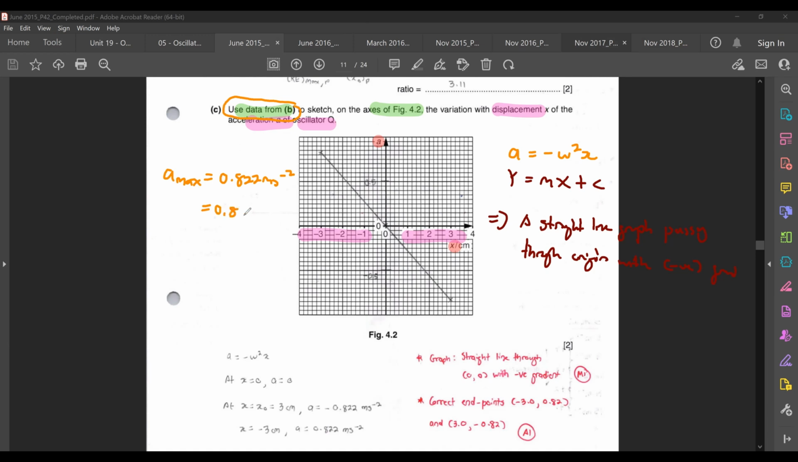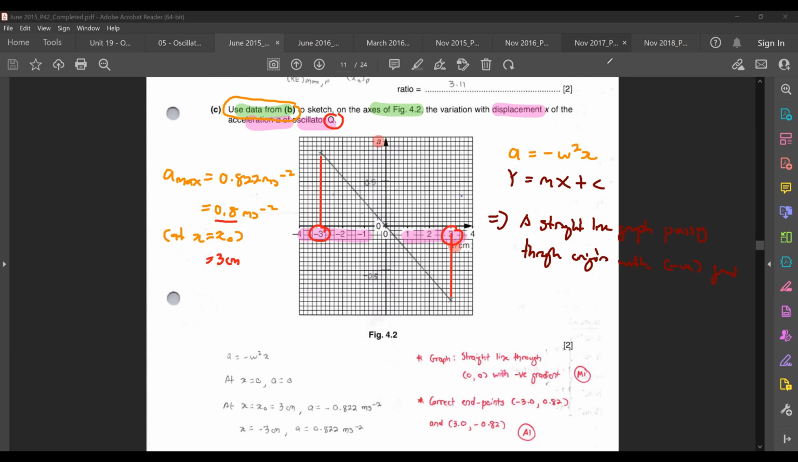This one is 0.8 meters per second squared. This one is at x equals x naught, at amplitude position. So your amplitude position for oscillator Q, you found out that it is at 3 centimeter. So you need to mark out first your maximum acceleration. They'll be at 3 centimeter and negative 3 centimeter. And the value of your acceleration will be 0.8.